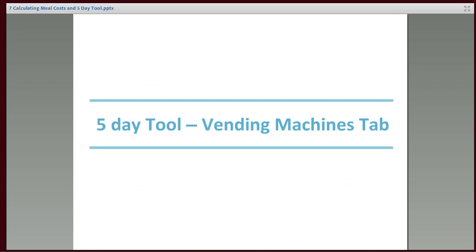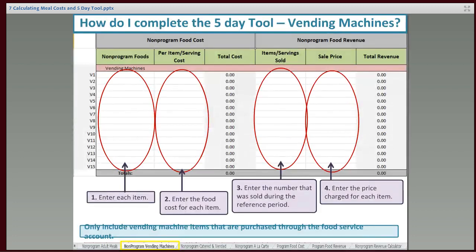The next tab is the Vending Machines tab. This is only for vending machines that the food service account has purchased the food that's going in them. So if some other department is operating the vending machines, then do not include that here. This is only if the food service is operating that vending machine. And the vending machine tab looks exactly like the a la carte tab.